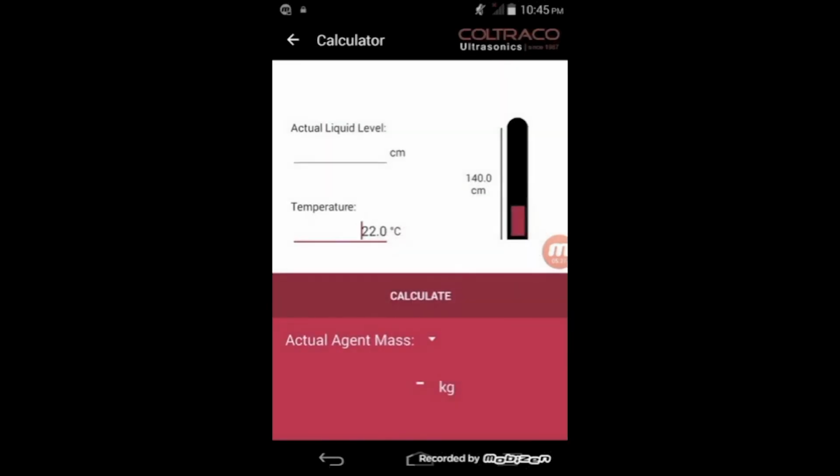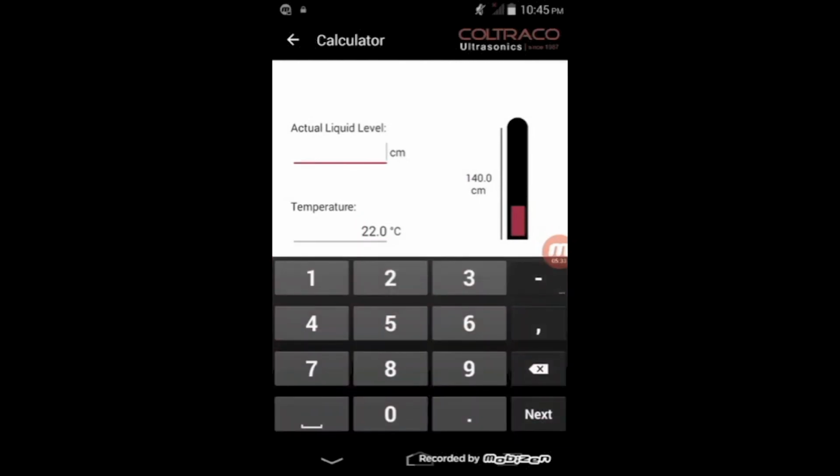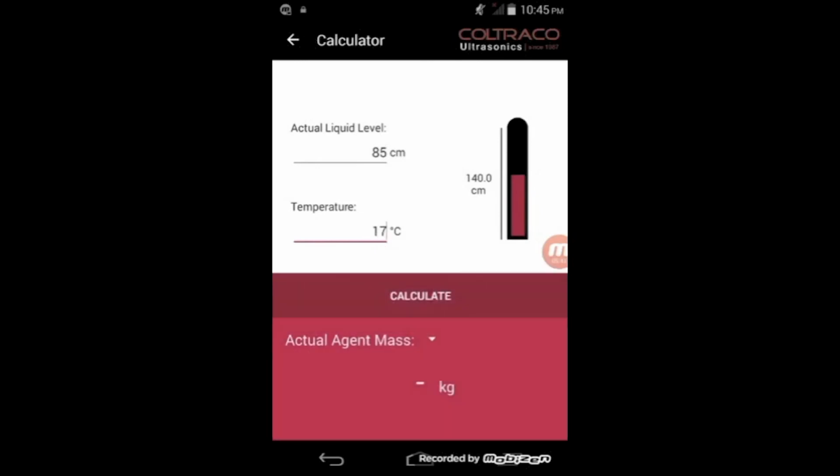Because I've already stored the dimension data of that cylinder, I just need to put in the liquid level and the temperature. So let's say if I put in 85 centimeters, same temperature, 17 degrees, and it will calculate 41. So this lower liquid level has equated 41 kilos of agent, which would indicate to us that that cylinder needs to be removed to be weighed and refilled.